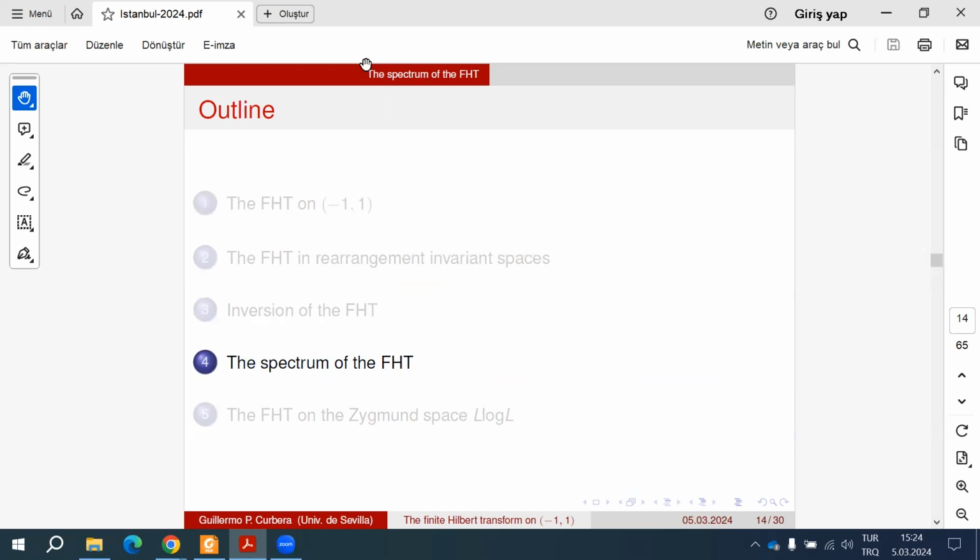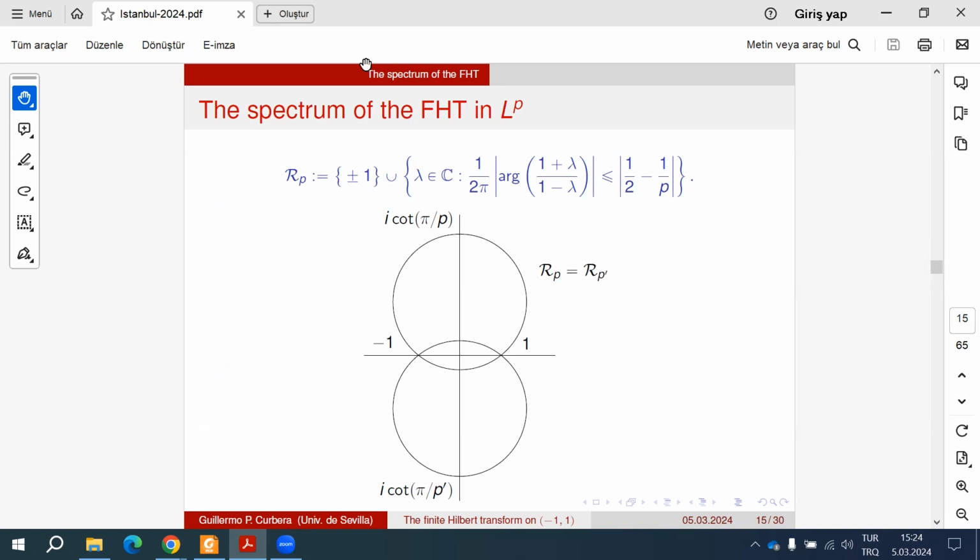Okay, let's take a look at the spectrum. This is the solution of the spectrum that was given by Guido in 1960. For 1 < P < 2, I build up this set of complex numbers. I have to add 1 and minus 1, and it's designed by the argument of this quotient. If I draw it, I have the union of these two circles. This is the set RP.